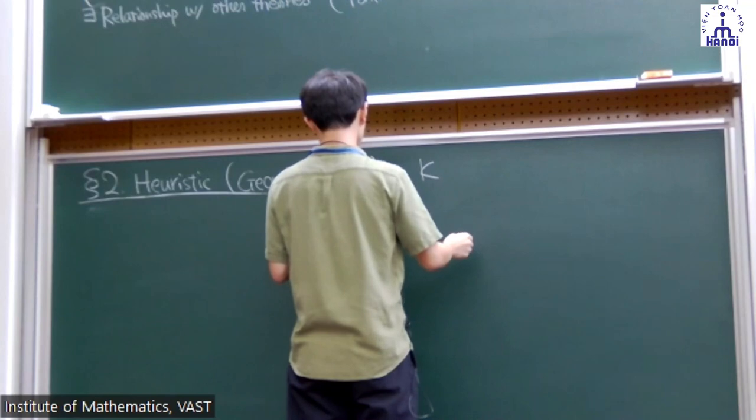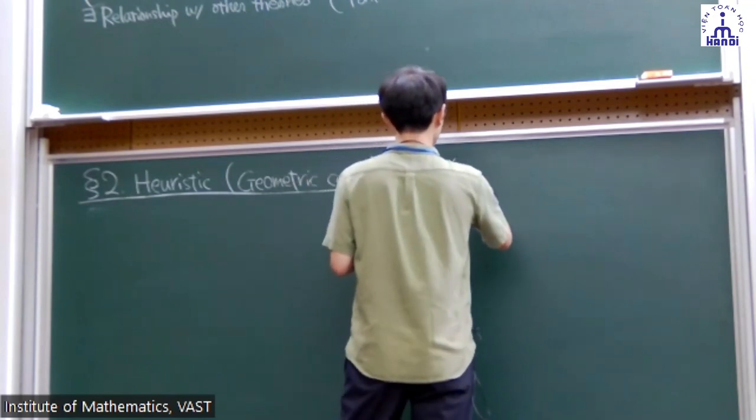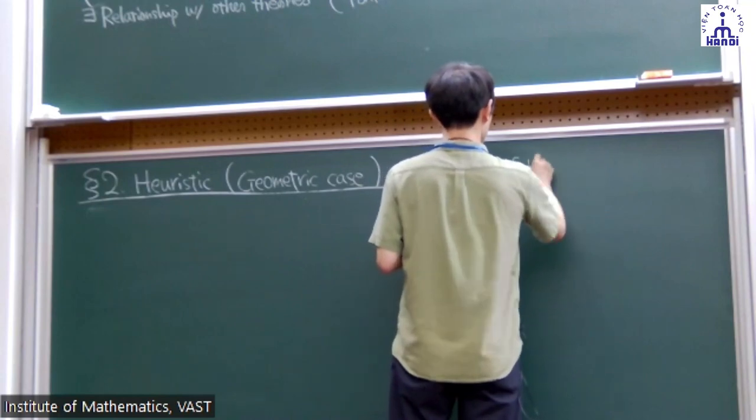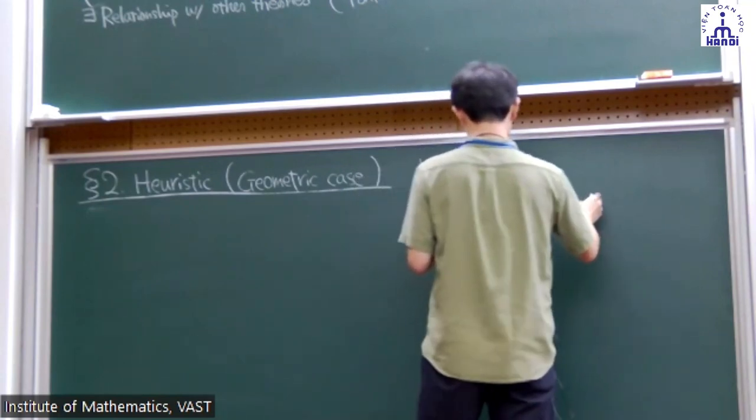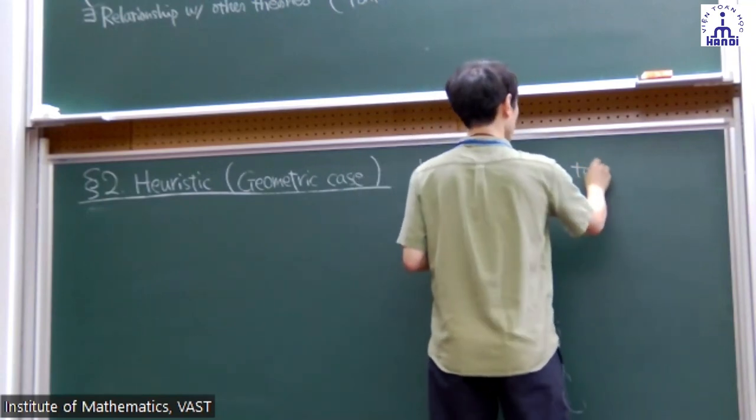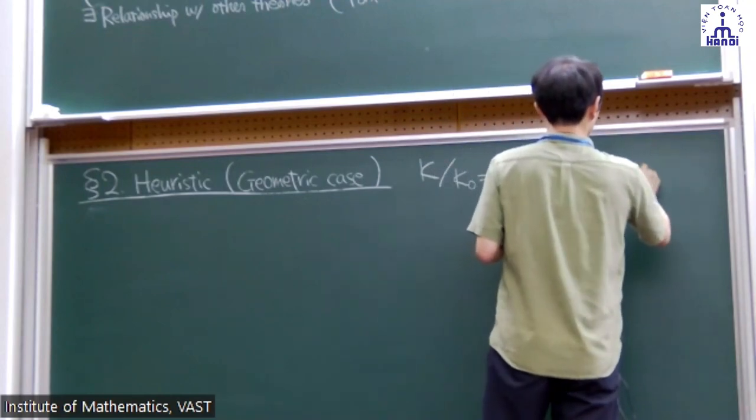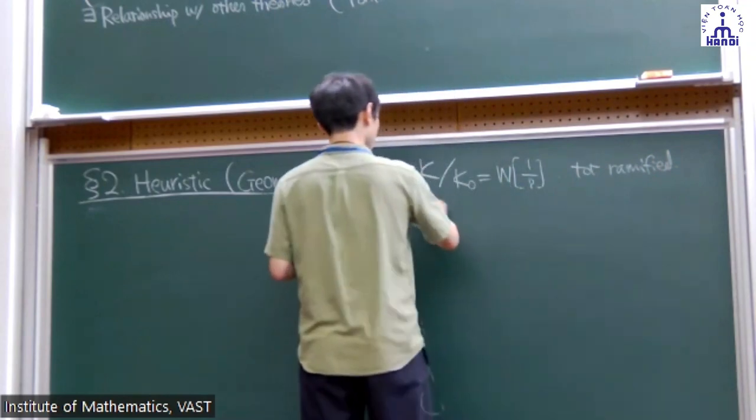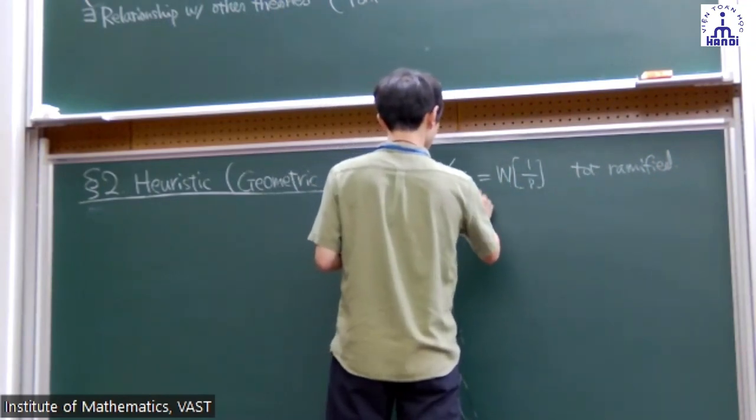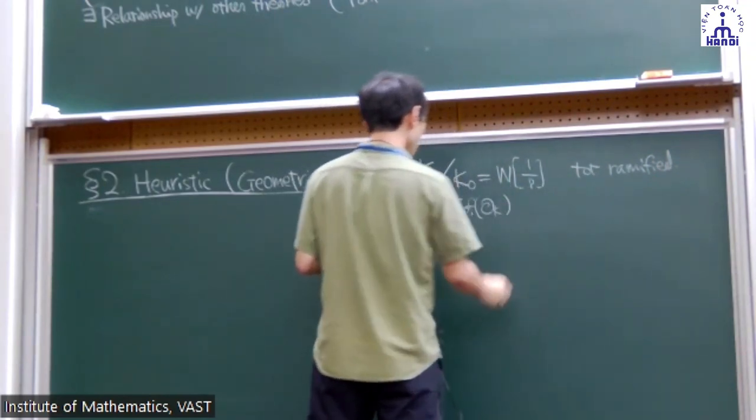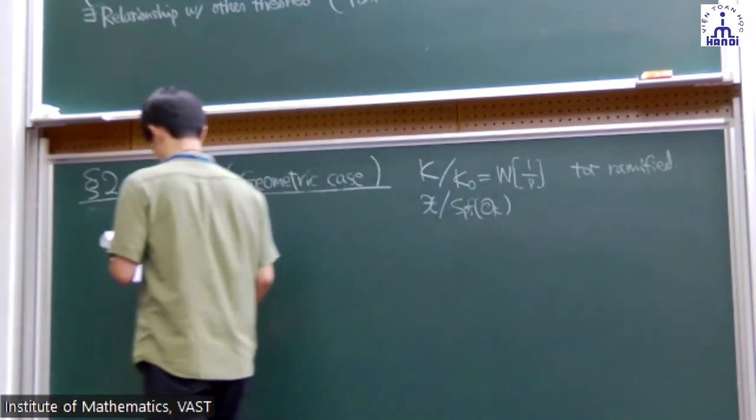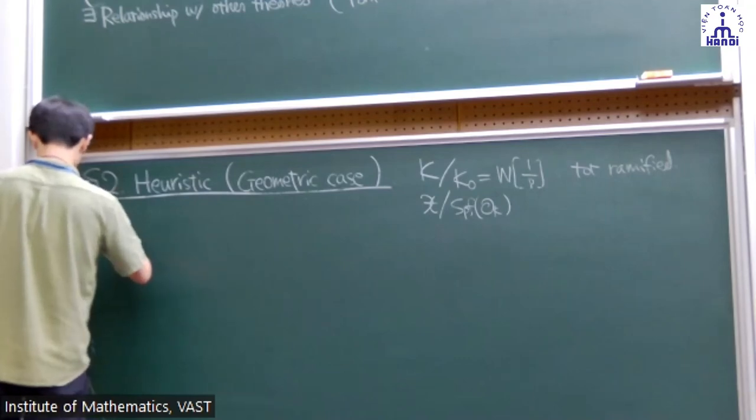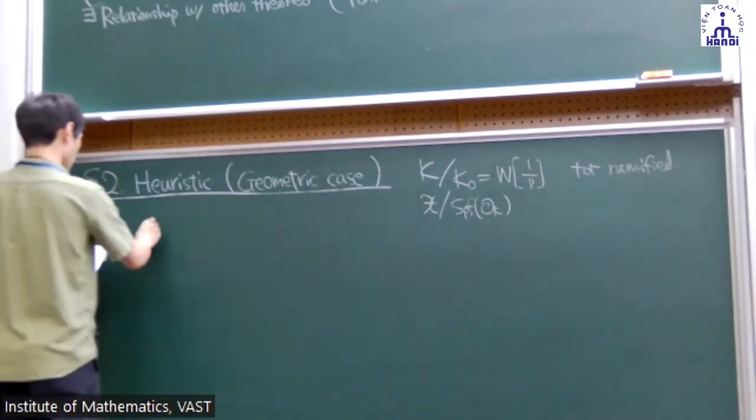So here I will consider not only the unramified case, but also the ramified case. So K is a finite totally ramified extension, and X is still smooth, but over this base.